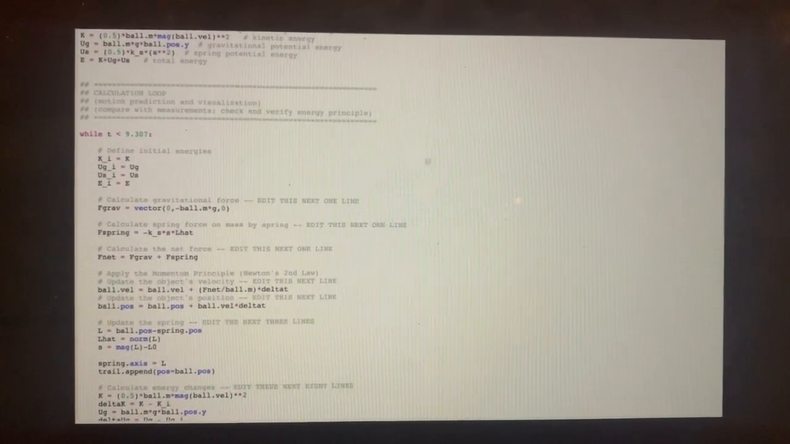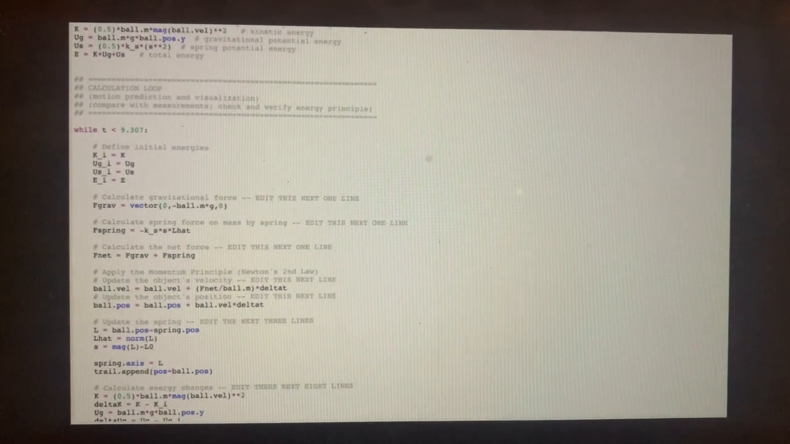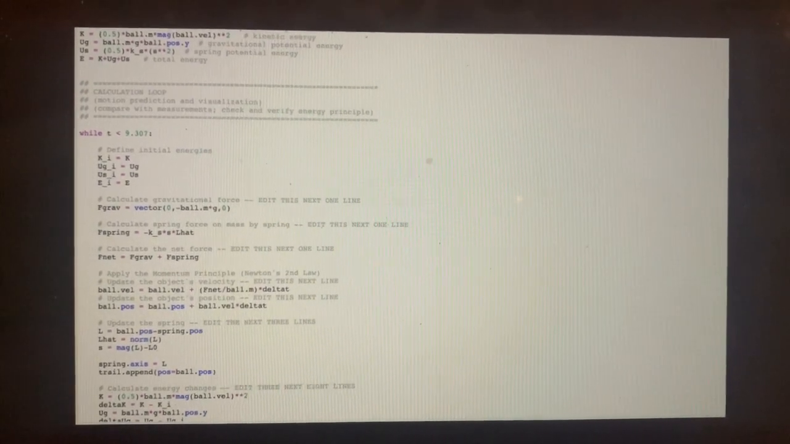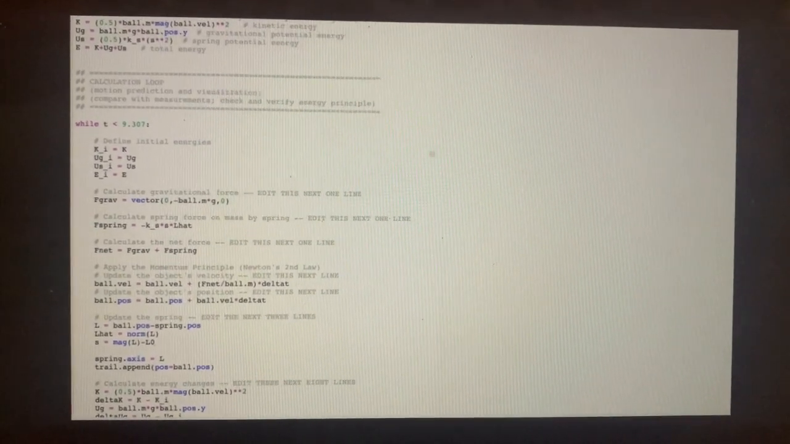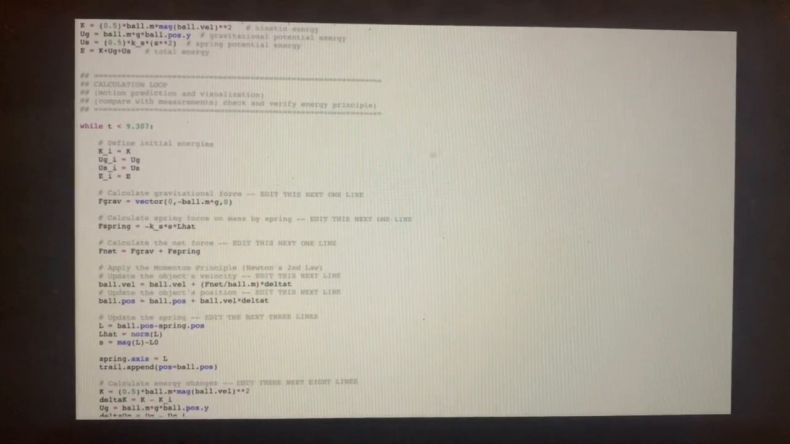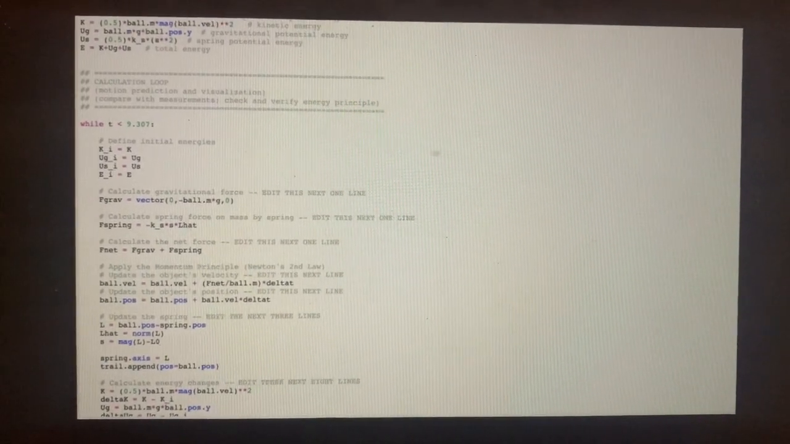Before running this code, it is important to input the CSV file that contains the data collected from Tracker in order to properly analyze the actual positions of the data as compared to the positions predicted by the computer code.